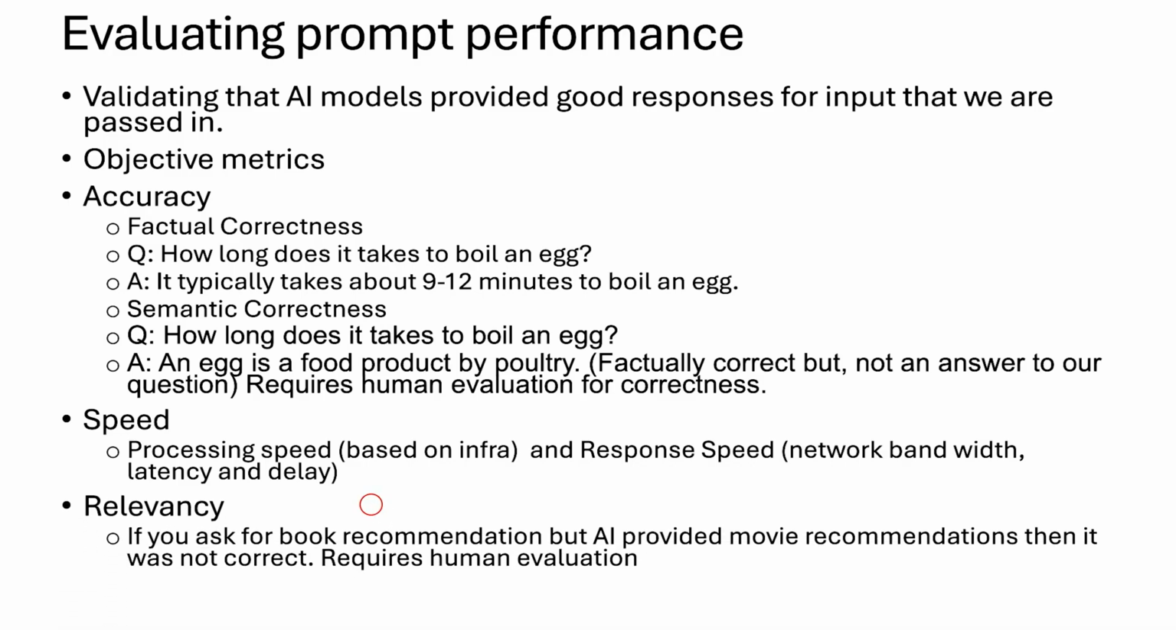And the third one is relevancy. Here the relevancy could be similar to semantic correctness. If you ask for a book recommendation, but the AI provides movie recommendations, then it was not correct. Even though it's some type of recommendation, we won't say it is relevant. So relevancy is one more objective metric we need to look at. And for relevancy and accuracy, we need human evaluation. And speed is purely based on the LLM infrastructure and also your network bandwidth and latency.